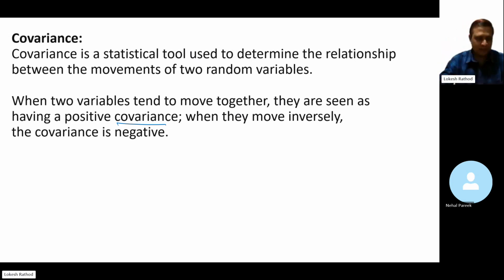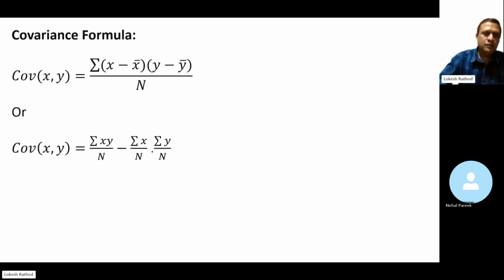Consider temperature and sales of cold drinks. Temperature increases, sales of cold drinks increase. In that case, you can say covariance is positive. So with the help of covariance, we can know whether the data is moving in the same direction or the opposite direction. Now the formula of covariance. We are talking about two variables, so we have x and y. The formula is sigma (x minus x bar) times (y minus y bar) over n.